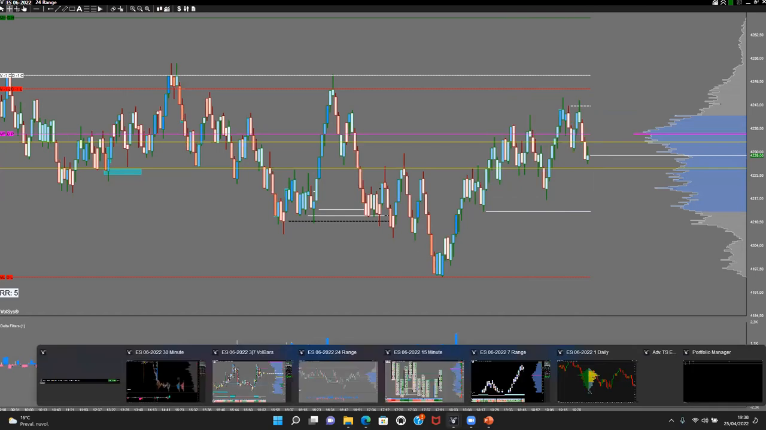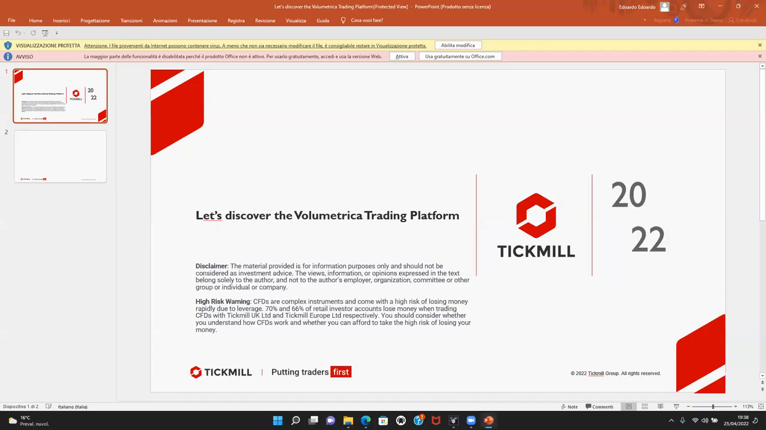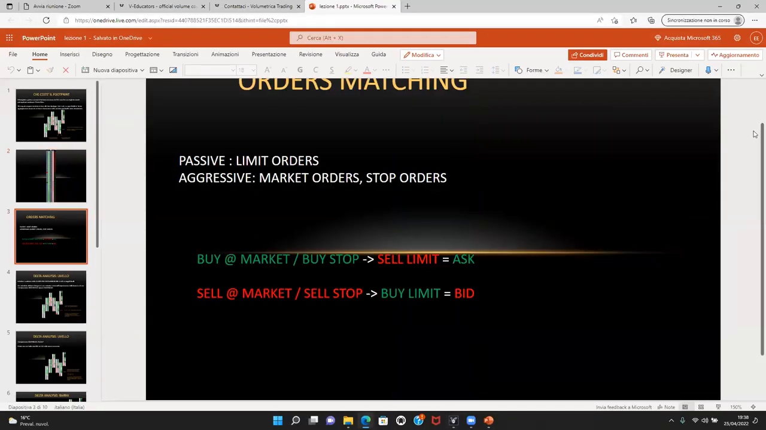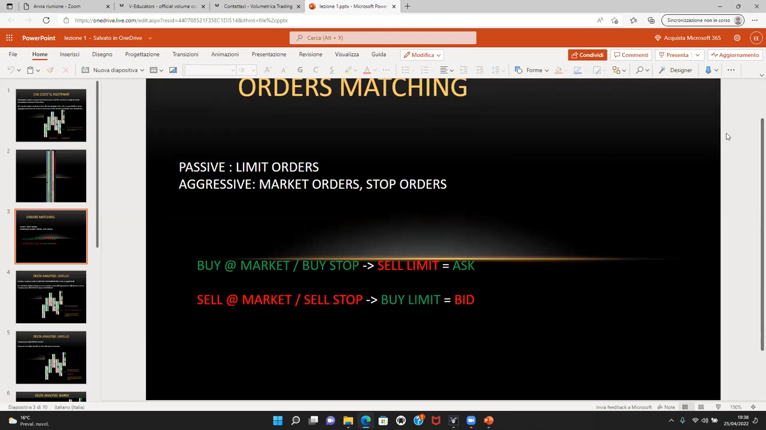Let's move quickly on and go to the last concept we will talk about today, which helps us understand even better what market structure is and how market orders interact with passive orders. Let's talk about how orders actually are matched by the exchange anytime a request is sent to the broker, to the exchange. As we said, we have passive orders, which actually are limit orders, and aggressive orders, which are market orders, but stop orders as well.